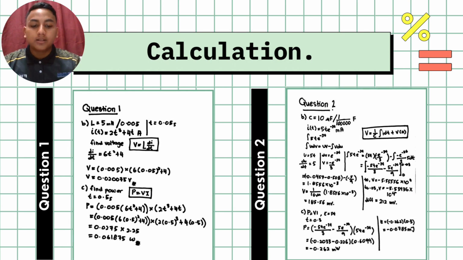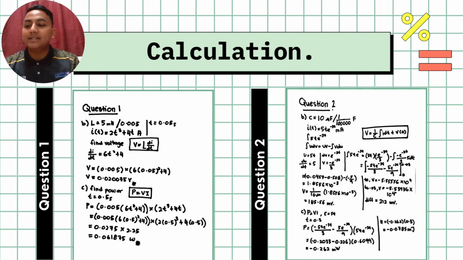Next, for question 2, question 2b asks to calculate the voltage value after t equals 30 millisecond. So we have the formula v equals 1 over C integrate i dt plus v0. We use integration by parts and we will get 1.85556 mV. For t equals 0, we get negative 5.55556 exponent 4, and for t equals 0.03 we get negative 5.53436 exponent 4, and the difference will be 2.212 millivolt.